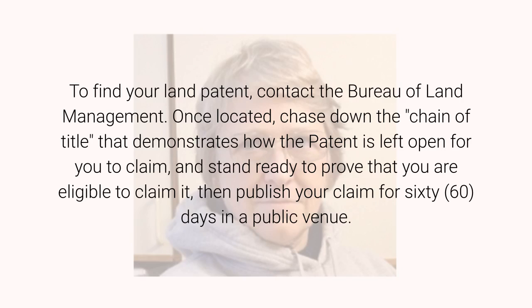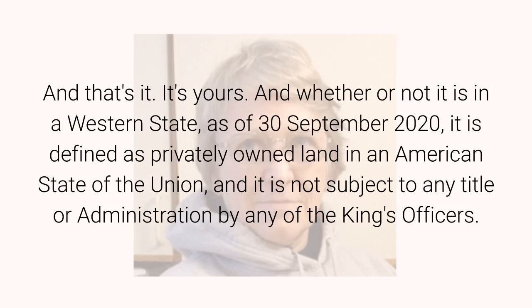Once located, chase down the chain of title that demonstrates how the patent is left open for you to claim, and stand ready to prove that you are eligible to claim it, then publish your claim for 60 days in a public venue. And that's it. It's yours. And whether or not it is in a Western state, as of the 30th of September 2020, it is defined as privately owned land in an American state of the Union, and it is not subject to any title or administration by any of the King's officers.